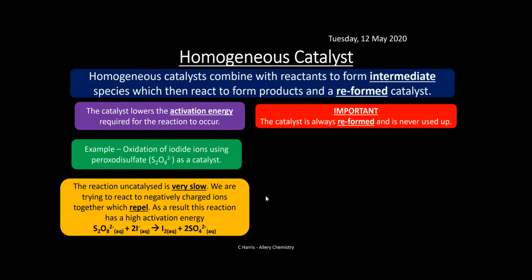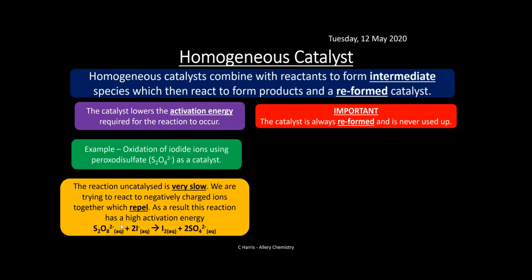So it's not a great reaction to use if you want something quickly. We are trying to react negatively charged ions, which normally would repel each other. We're trying to react these together, and as a consequence, the energy profile is really high. So you can see here, we're trying to react this, which is 2-, with another minus ion, it's just not going to happen. I mean, that's really difficult. You're trying to react these two together, that isn't going to happen.